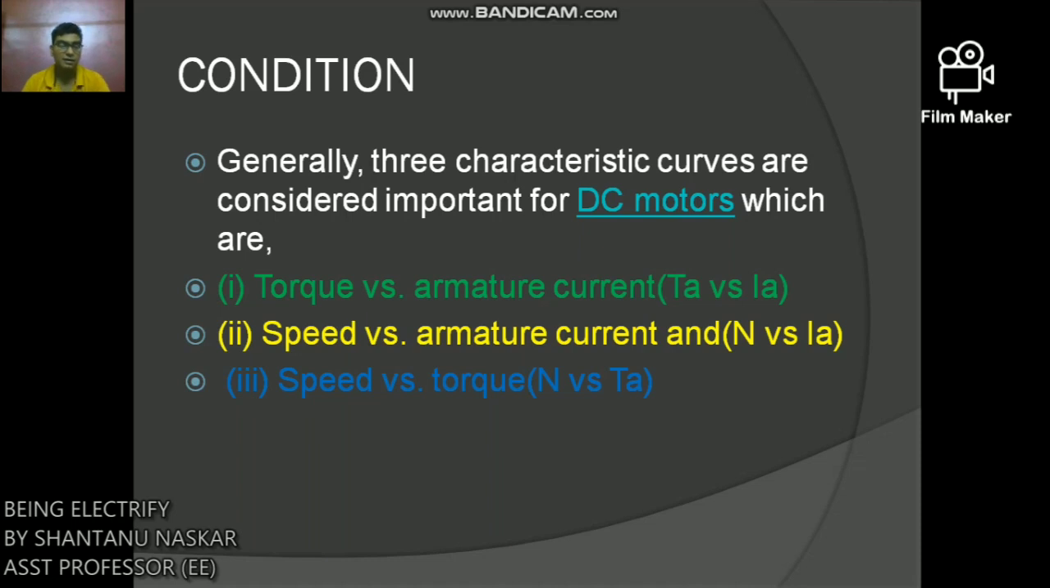Remember that term, electrical characteristics. Then speed versus armature current. It is the curve between speed and armature current of a DC motor. It is a very important characteristic, as it is often the deciding factor in the selection of the motor for a particular application. Then speed and torque characteristics. It is the curve between speed and torque of a DC motor, and it is known as mechanical characteristics.